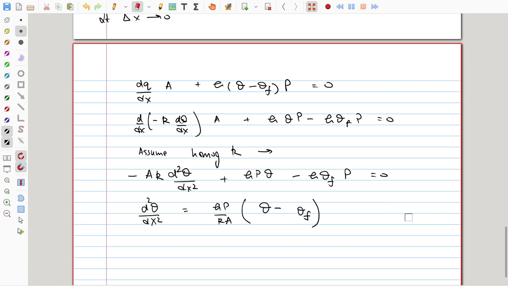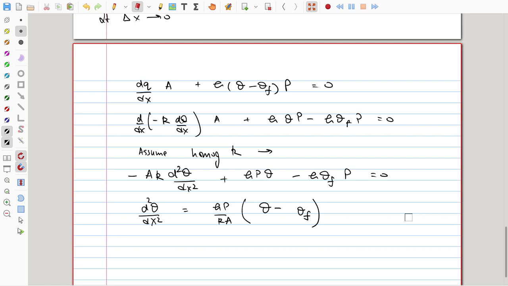But the name does not really matter. If you want to remember it, that is fine. Right. So, under what conditions does it become a Laplace's equation? Exactly, if theta is equal to theta f.